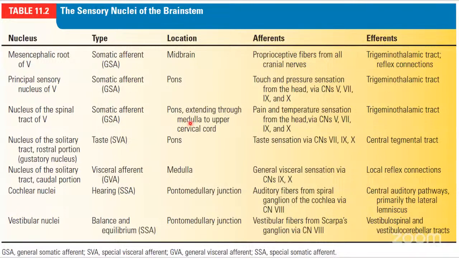The cochlear nuclei lie laterally, receiving special somatic afferents, in the pontomedullary junction, and the vestibular nuclei also lie laterally for balance and equilibrium.